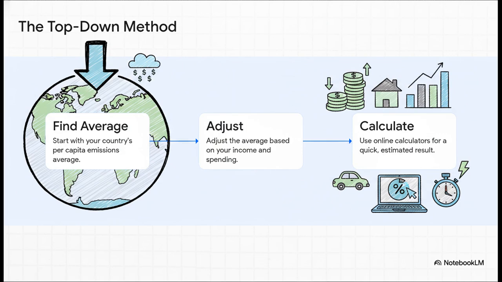So the top-down way starts big. It takes your country's average and then kind of zooms in based on things like your general spending habits. A ton of the online calculators you see use this method, and you can get an answer in just a few minutes. It's a fantastic starting point.